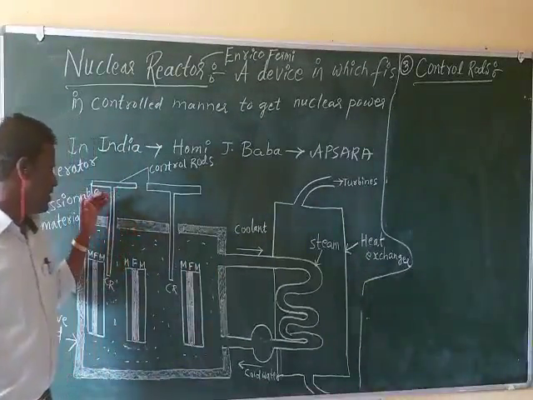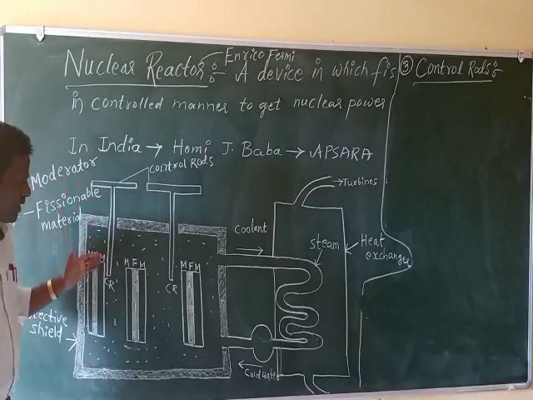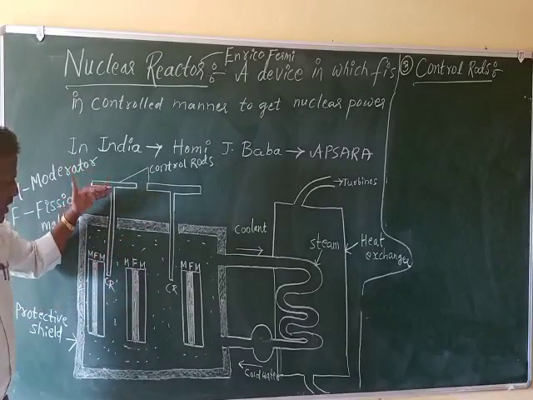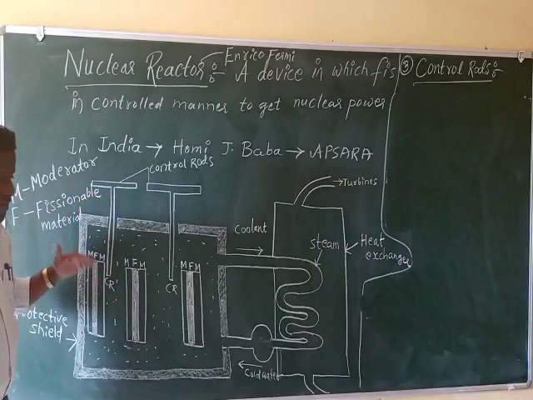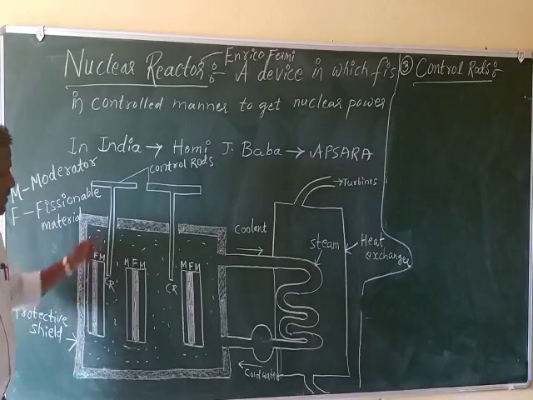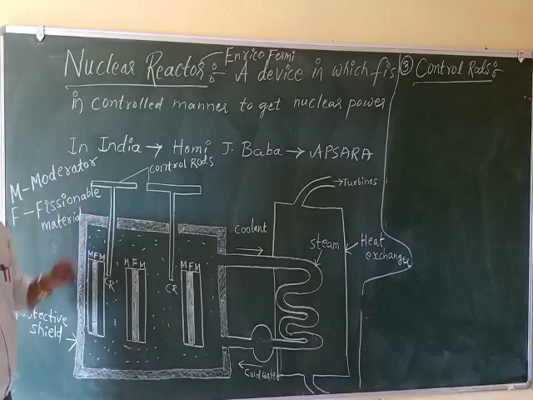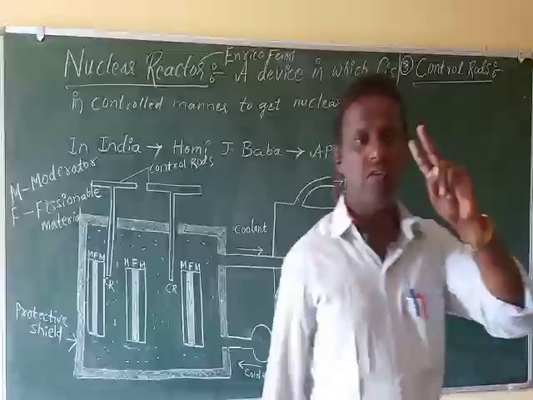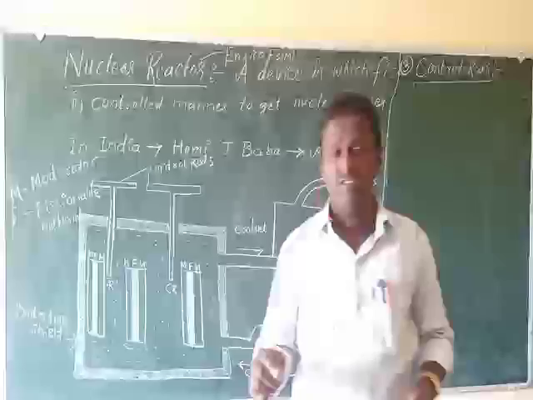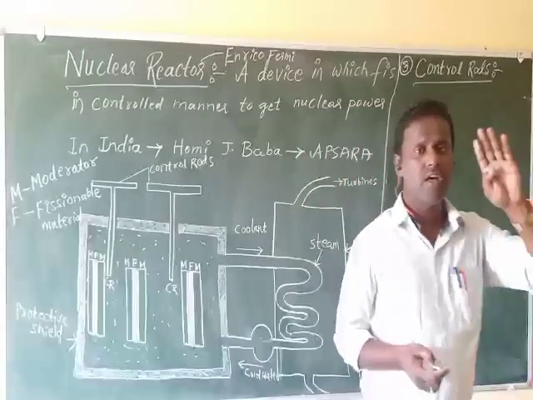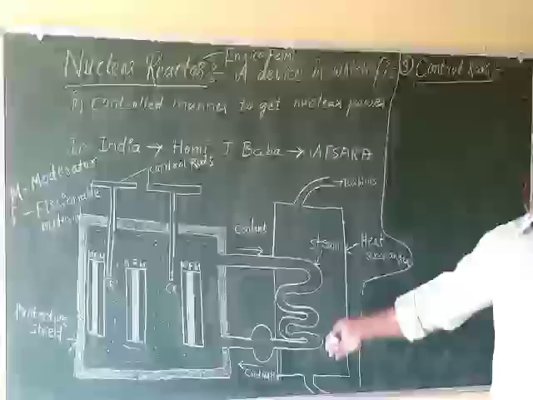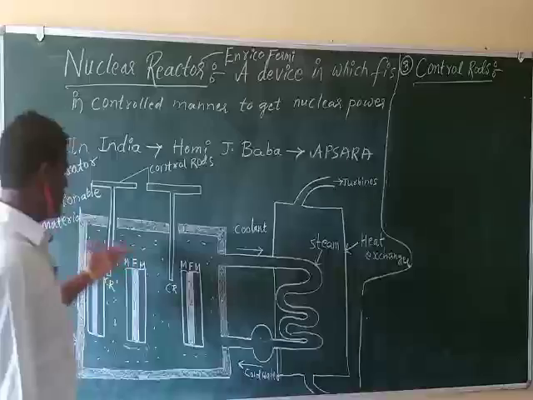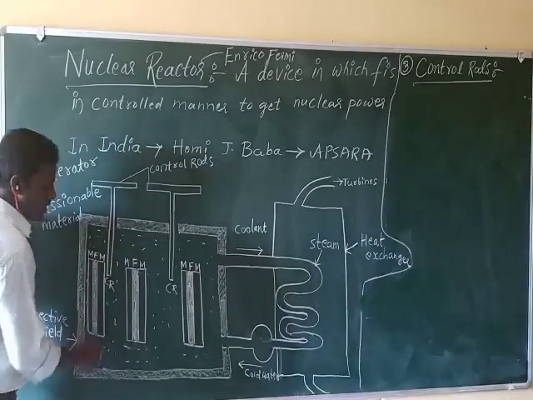The control rods are placed in between the fuel and moderator. When the nuclear reactor starts working, they are moving up and down. These control rods absorb excess neutrons. If 3 neutrons are released, they absorb 2 neutrons and allow only 1 neutron to cause the next fission process. If 4 neutrons are released, 3 neutrons are absorbed and only 1 neutron is left for further fission process.